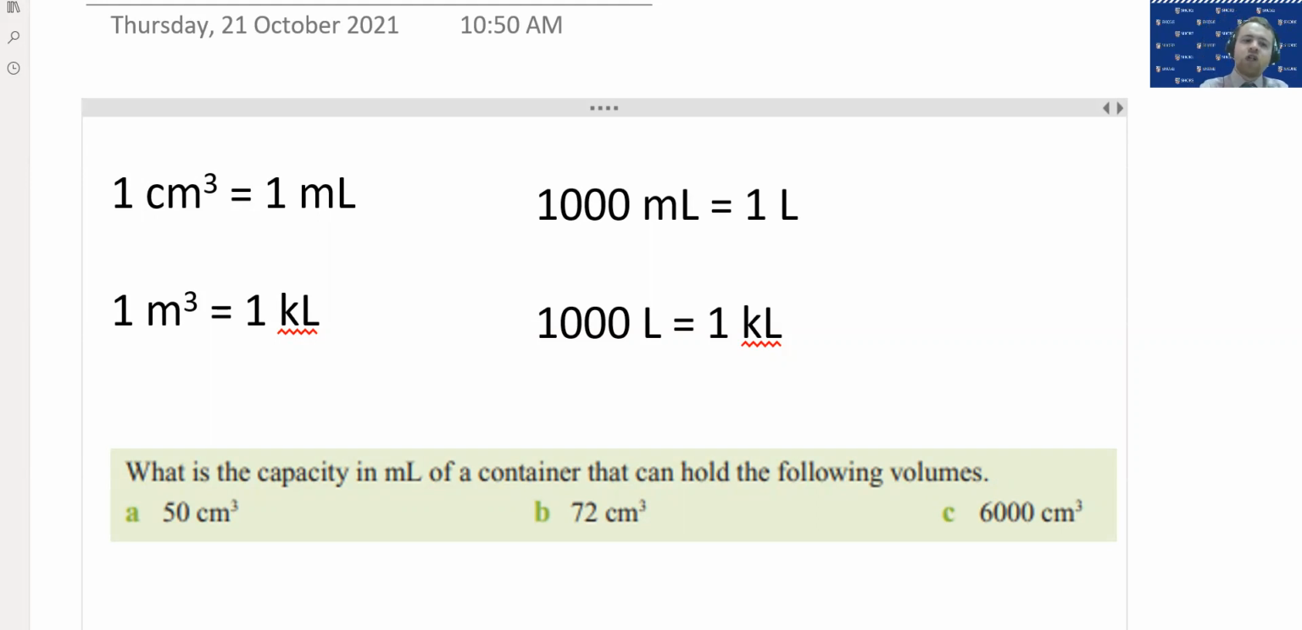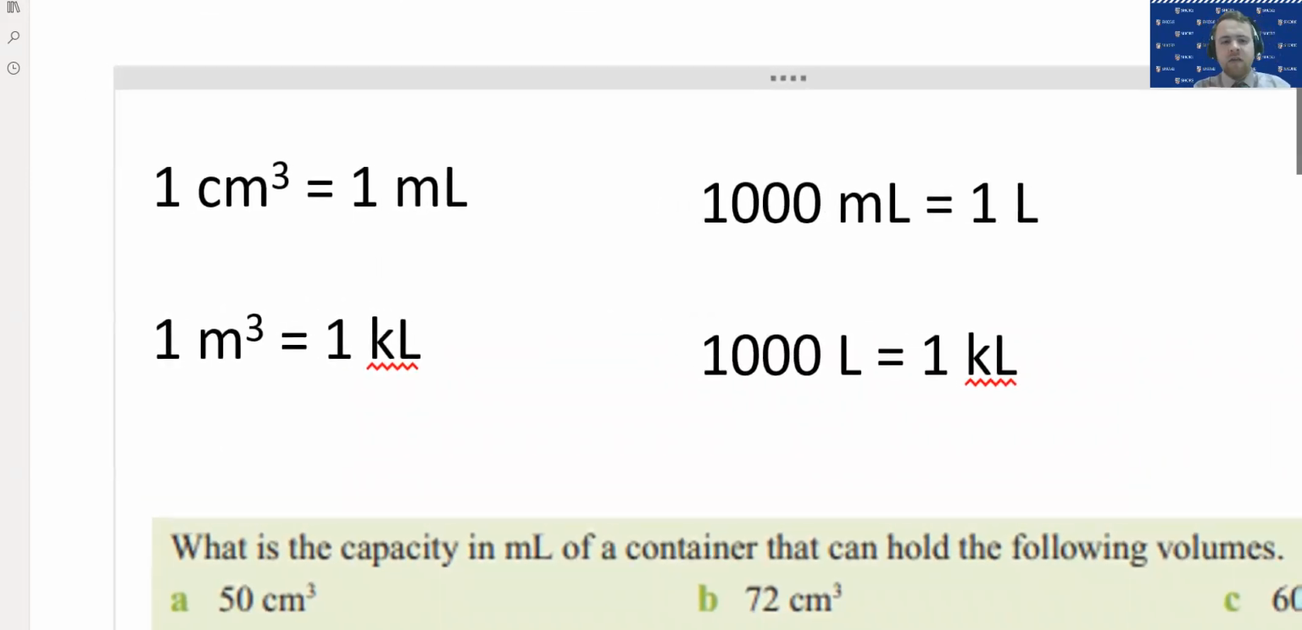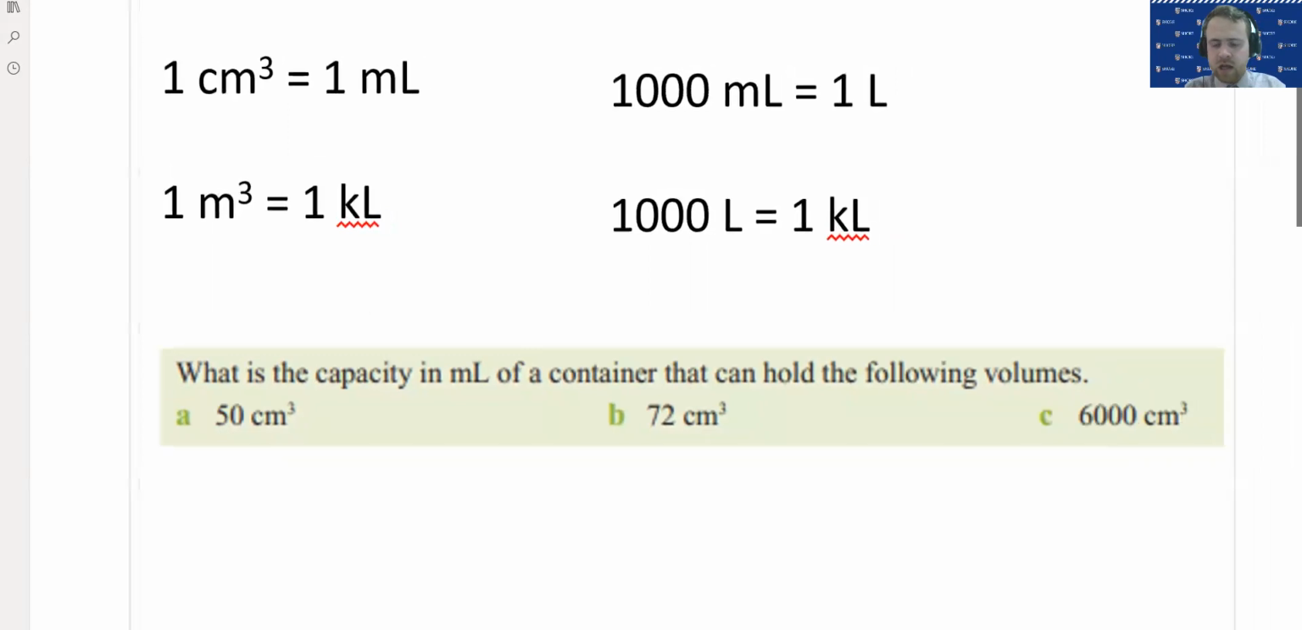Now the conversions between the two things, we just need to remember these two, and the rest we can calculate ourselves. So 1 centimeter cubed is equal to 1 milliliter. And we also should remember that 1 meter cubed is equal to 1 kiloliter. So if we can remember those two conversion factors, then we can work out any other conversions we need to using the formula that we have here. Okay, so let's do some example questions to illustrate that.